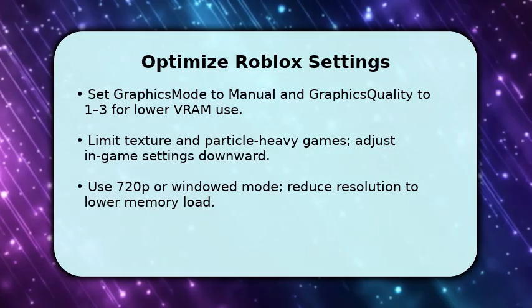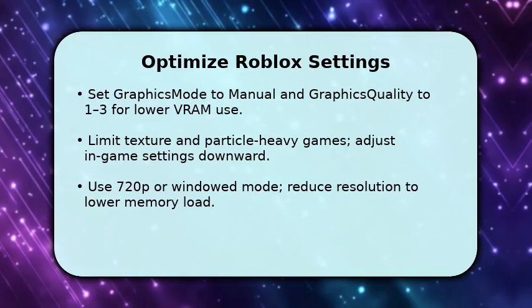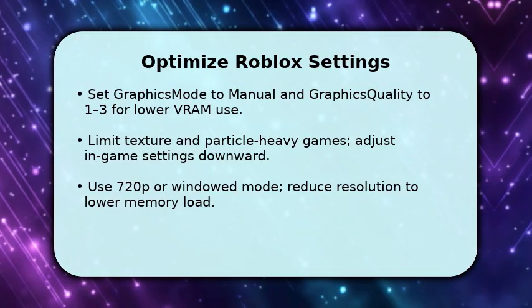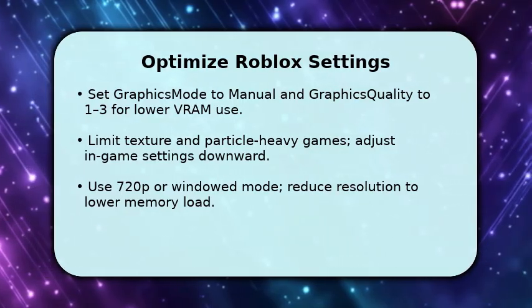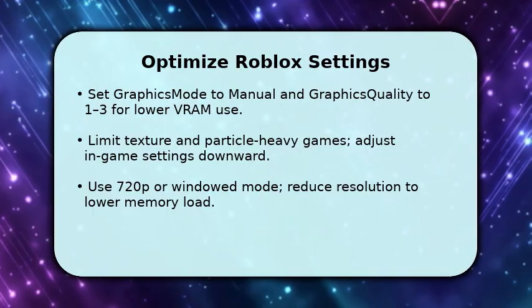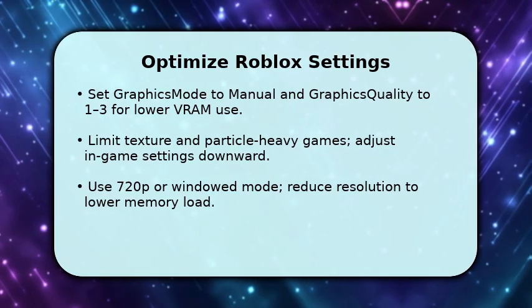In Roblox, switch graphics mode to manual and lower graphics quality to between 1 and 3 to cut RAM and texture cache. Next, prefer 720p or windowed mode, which reduces frame buffer size. Make sure to lower particle and texture settings inside each game.